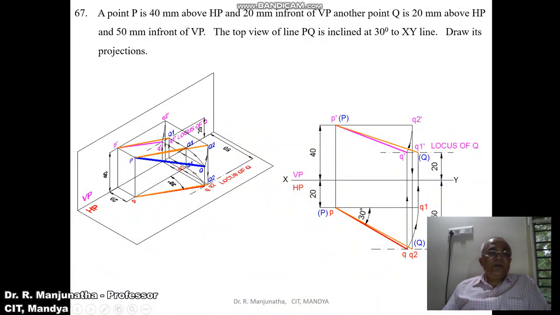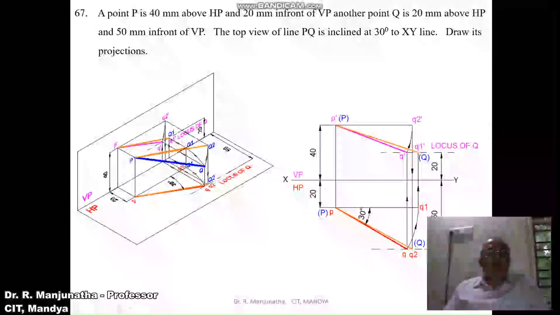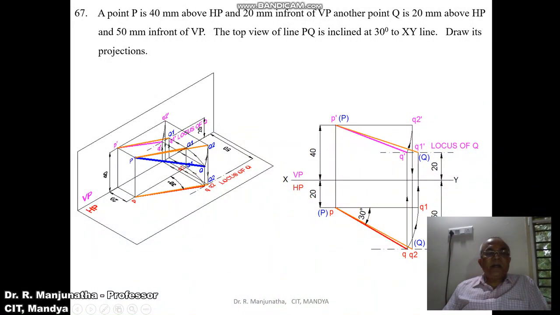Then again, when you are rotating the line which is in space, now we need to find out the true length in the horizontal plane. With P as center, taking the radius of PQ, rotate it and make it parallel to HP.